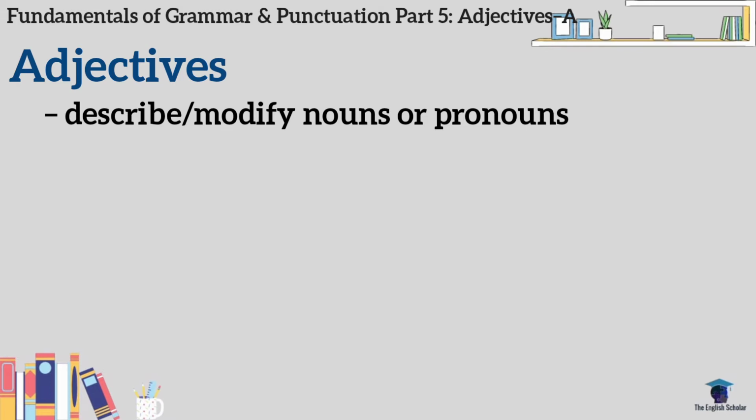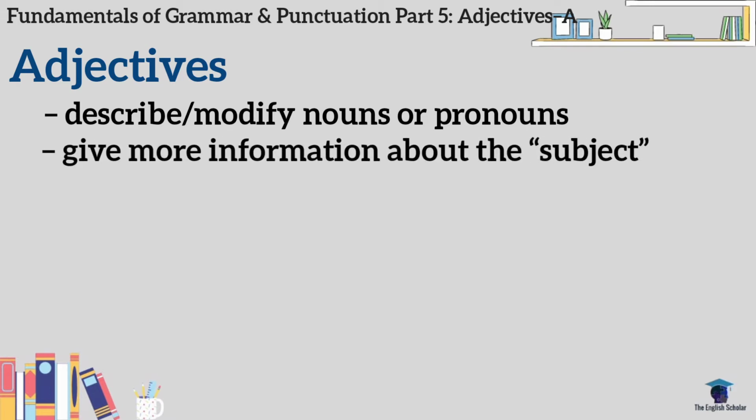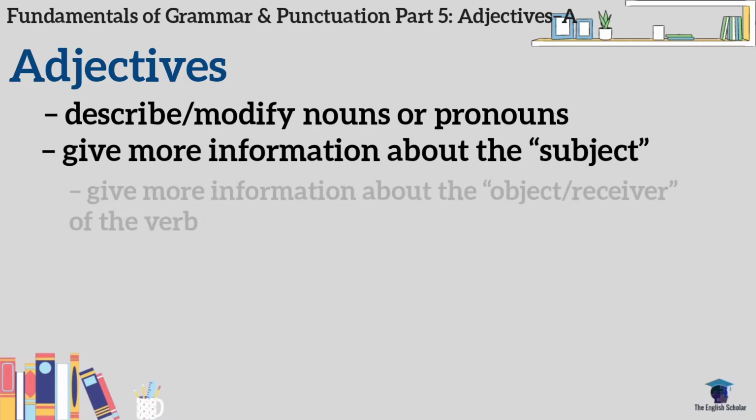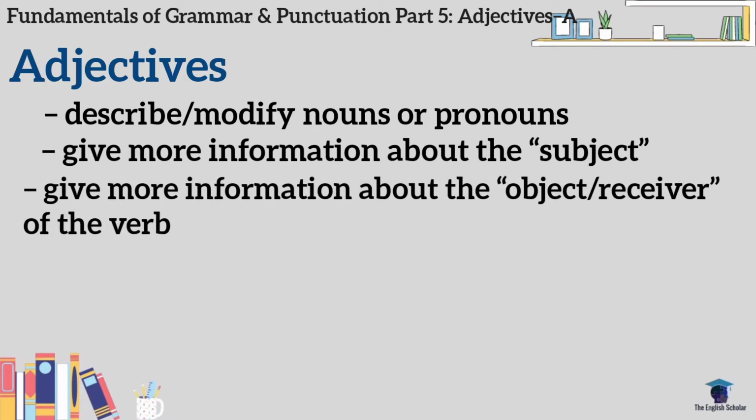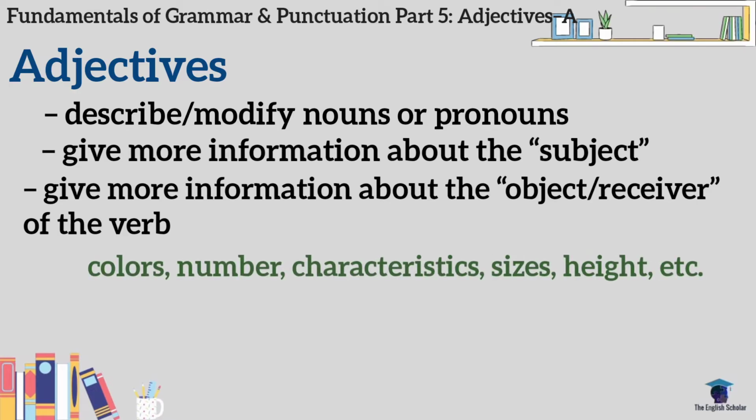When we use them, we give more information about the person, thing, place, or animal that we talk about in the sentence. When we use them, we also provide more information about the person, thing, animal, or place that receives the action of the doer. Any word we use to describe something is called an adjective, like colors, numbers, characteristics, sizes, height, etc.